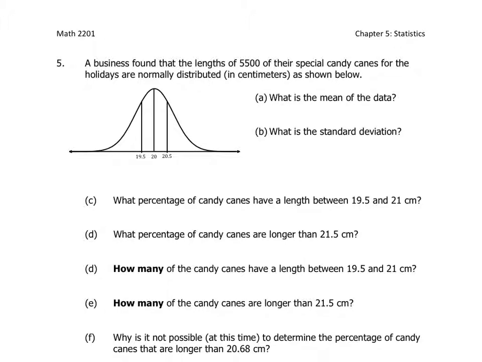Question number 5. A business found that the lengths of 5,500 of their special candy canes for the holidays are normally distributed in centimeters, as shown below. What is the mean of the data? And the mean would be your middle piece here, which is 20 centimeters. Standard deviation would be the difference between your mean and that first line there, which is 0.5. There's a difference of 20.5 minus 20, or 0.5 centimeters.